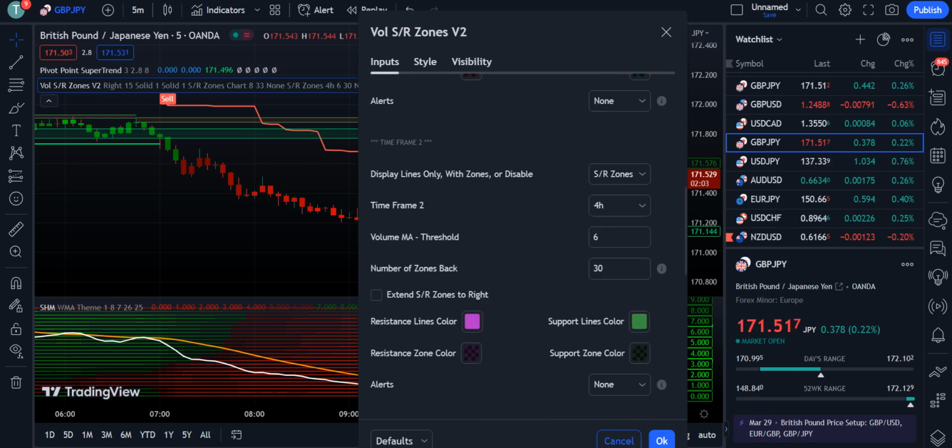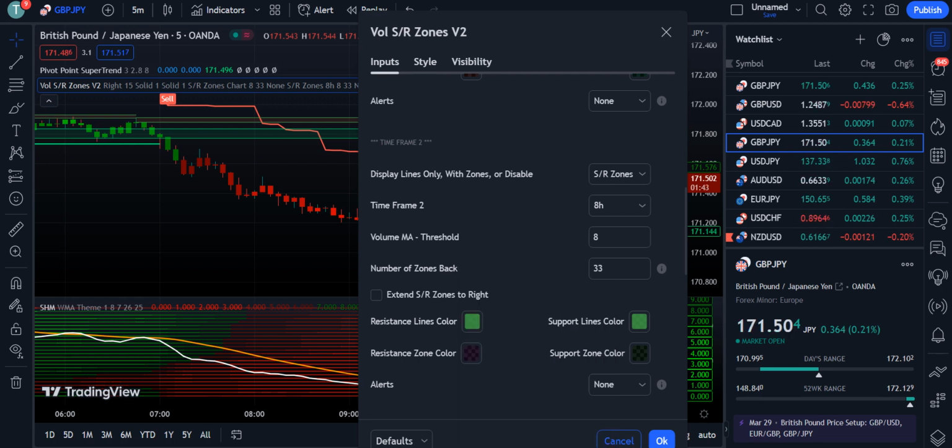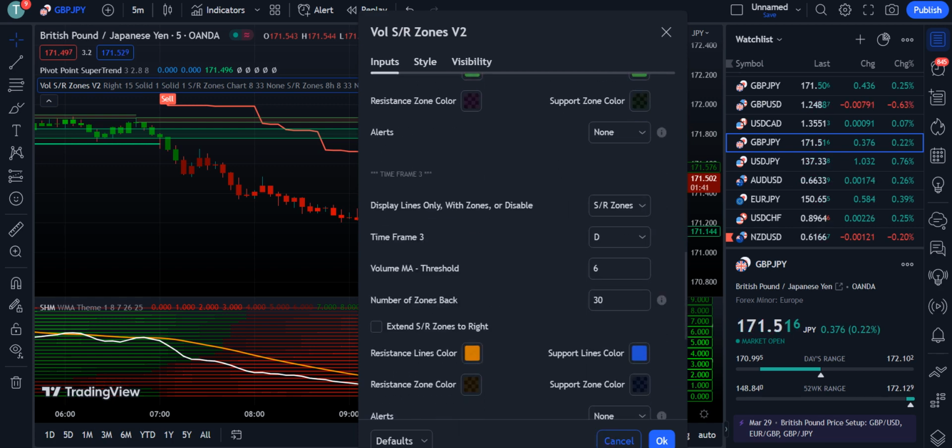Now you are going to change the time frame too, as your previous time was 4 hours. So this time frame you have to double it here, make it 8 hours, and volume MA threshold you will make same as the previous one, and number of zones back from 30 to 33. Here also you will do the same activity, and you have to make support and resistance line color same.